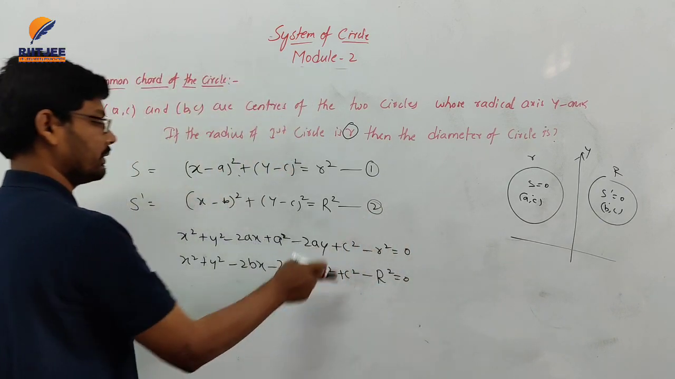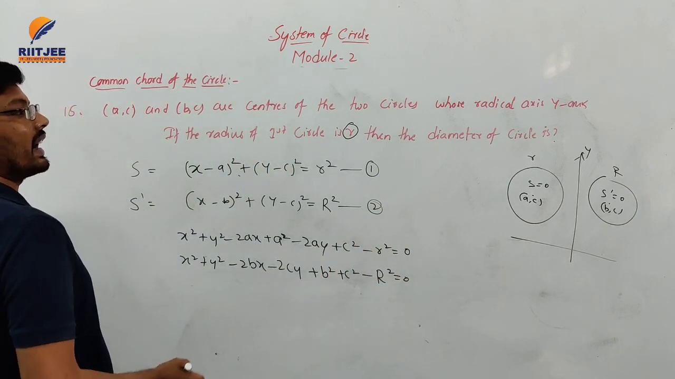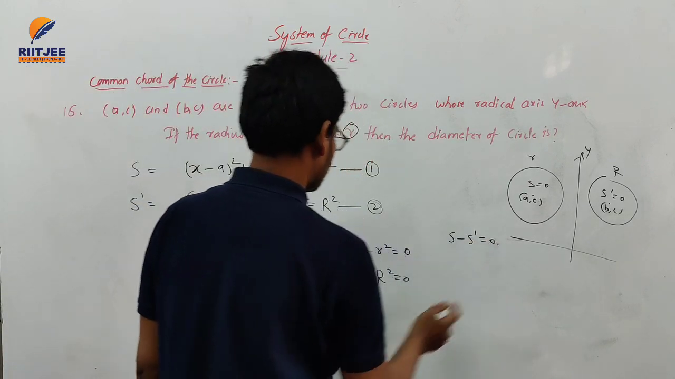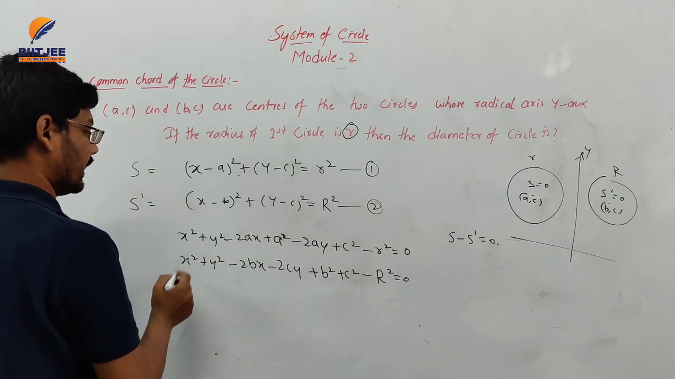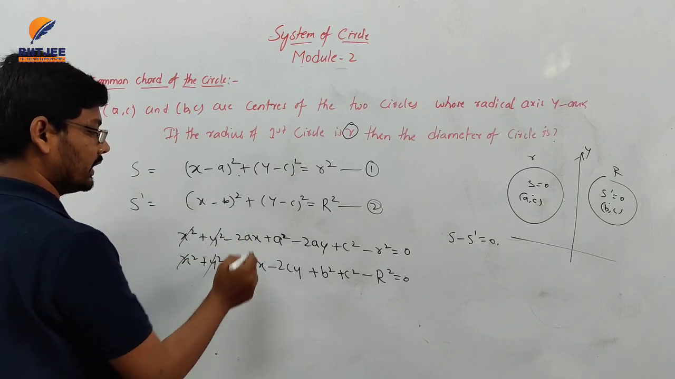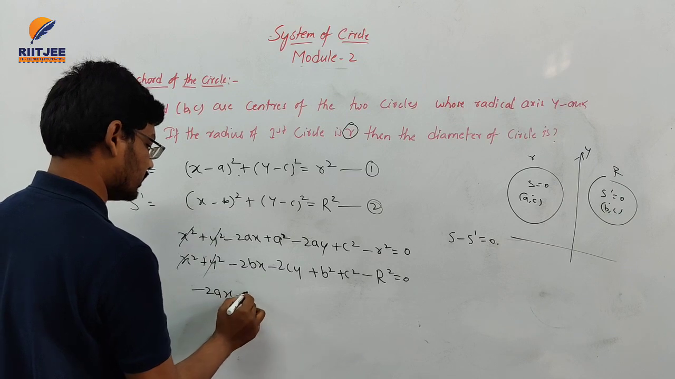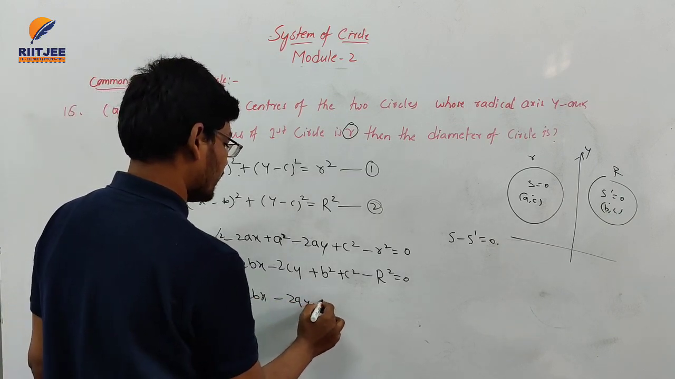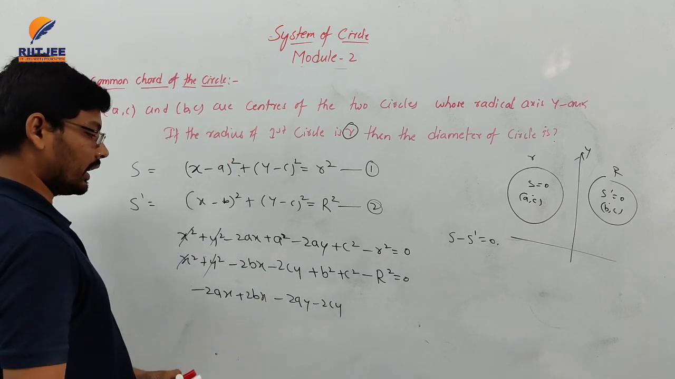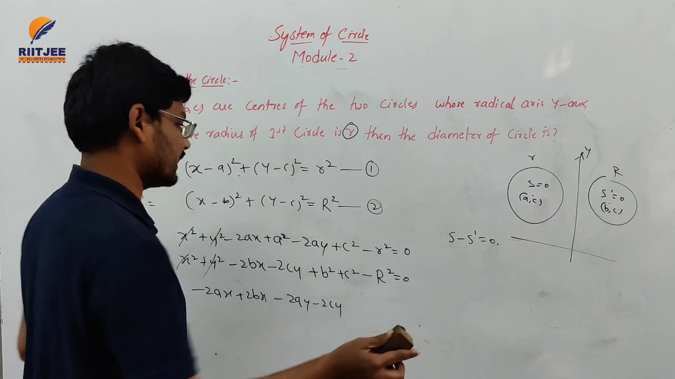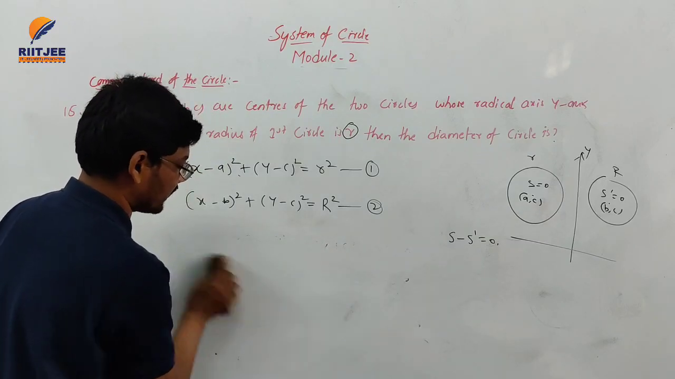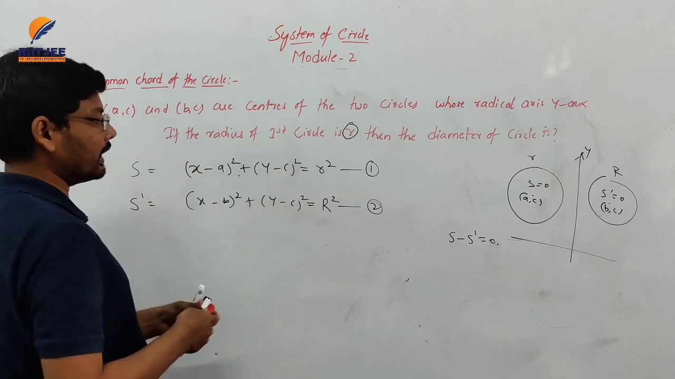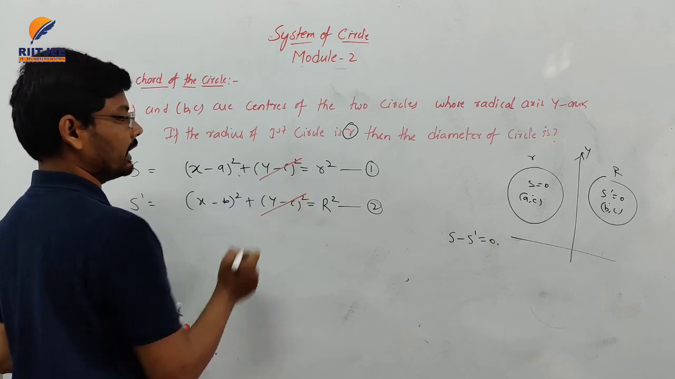This is equation number 2 from the solution, and our radical axis is S minus S dash equal to 0. Let's subtract these two. So x square gets cancelled, and minus 2ax minus 2bx plus 2bx, and minus 2ay minus 2cy. Otherwise, directly you can cancel here also. No need of these two steps, a shortcut trick to find it: if you subtract these two equations, this term will be eliminated, and this term will be eliminated here.